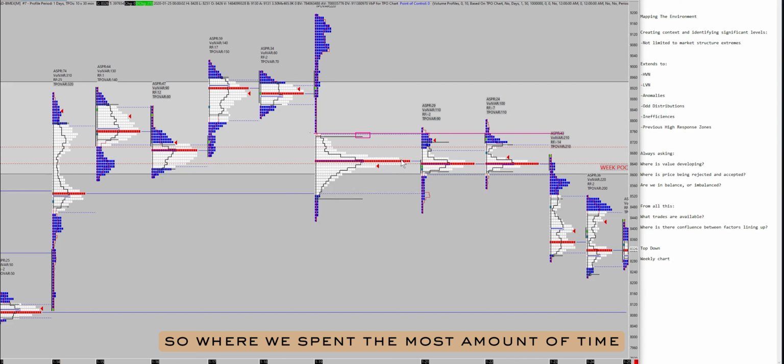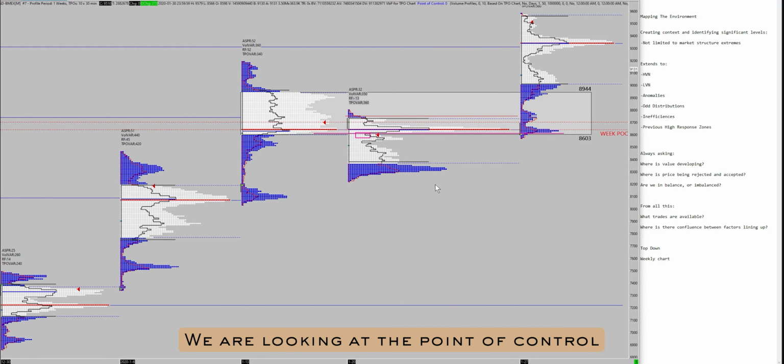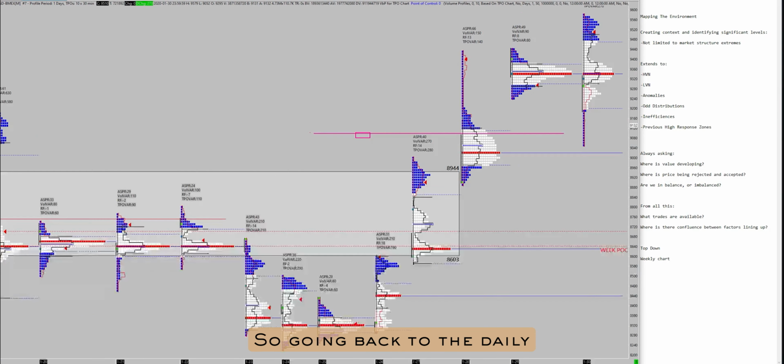Okay, so where we spent the most amount of time and transacted the most amount of volume on that weekly structure. So if we go back to the weekly structure, we are looking at the point of control right here. Okay, so this is that week. That's why I was confused for a second. This is the week that we're currently analyzing, but this is the weekly point of control that we have an extended line from. So going back to the daily.